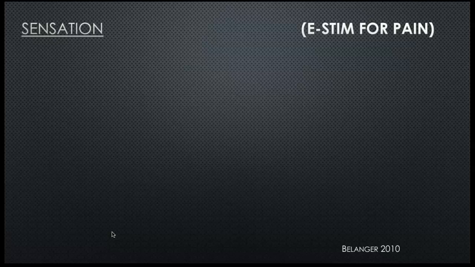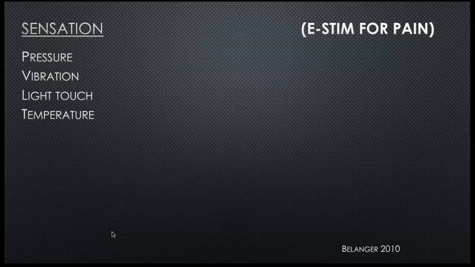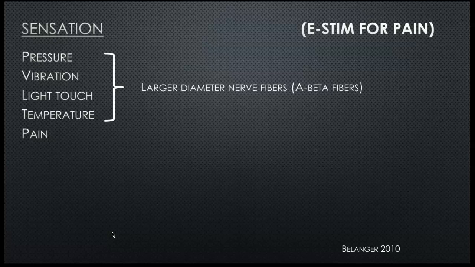So you've got five major things that you can feel, right? Your sensation is made up of all the things that you feel, and they fall into these categories. You can feel pressure, you can feel vibration, you can feel light touch, you can feel temperature, and you can feel pain. So everything falls into one of those categories. Now, those first four, all of them except for pain, the reason you feel these is that they use large diameter nerve fibers. They're called A beta fibers. Just remember that they're larger diameter nerve fibers, and they go up to the brain faster.